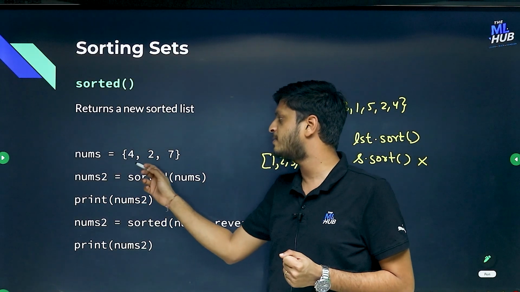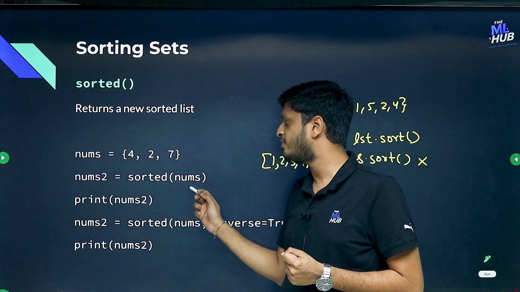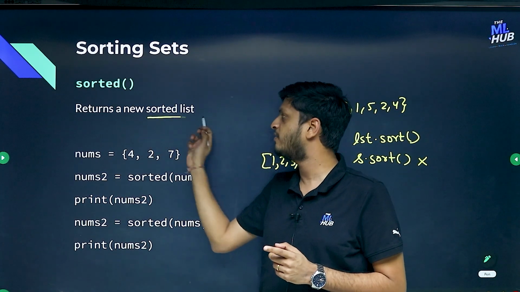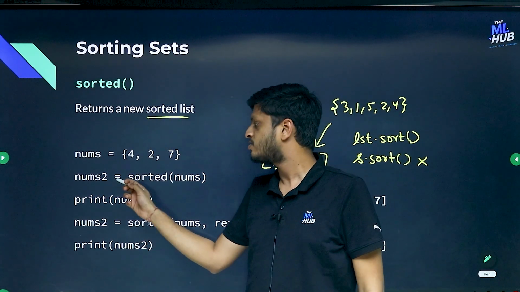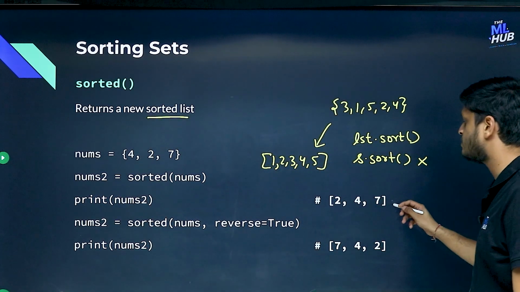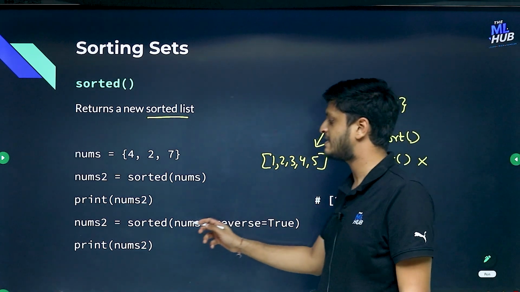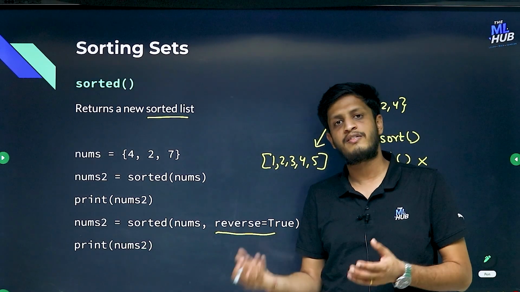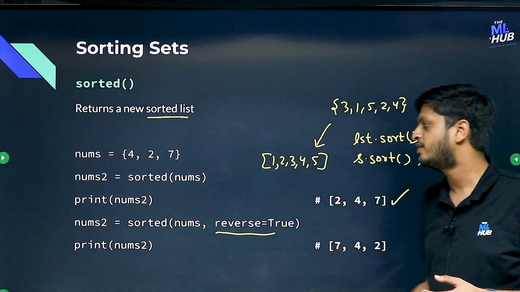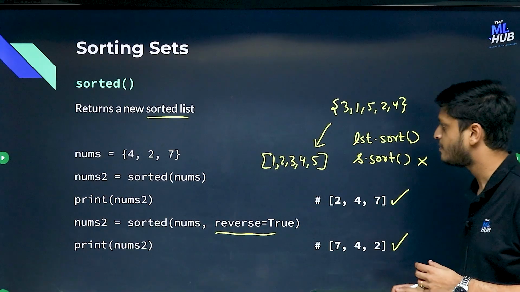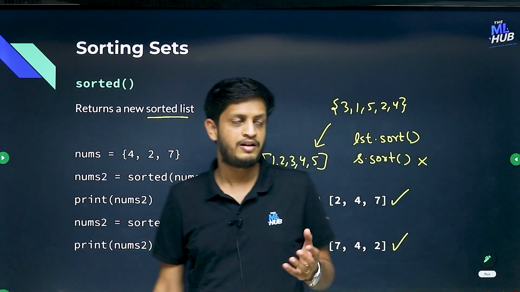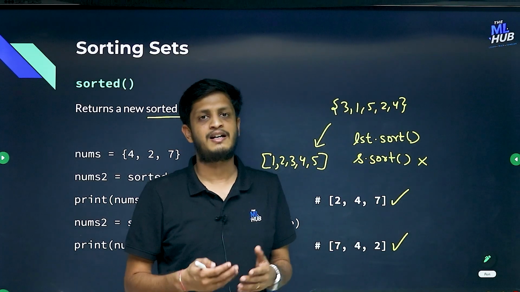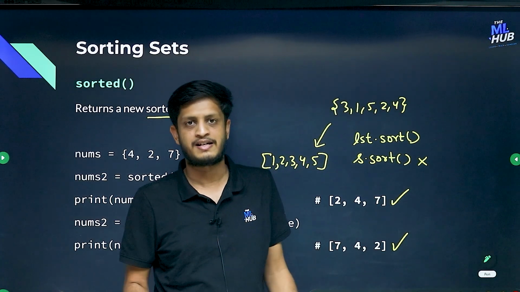So if a set contains elements 4, 2, 7, and you pass it to the sorted function, then nums2 will be a list. It always returns a sorted list. Even if you pass a tuple, it will give you a list. So nums2 will be a list containing the elements in sorted order, 2, 4, 7. And if you pass the same set to sorted with reverse equal to True, now the elements will be sorted in a reverse manner, and that will be given to nums2 as a list, 7, 4, 2. So that is how you can use the sorted function. The dot sort function is not available in sets because it doesn't make sense to sort a set in place, as there is no ordering in sets in general.